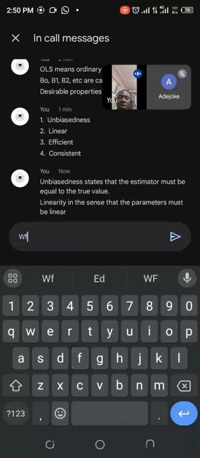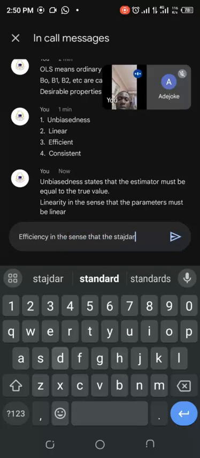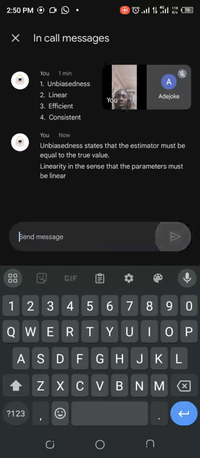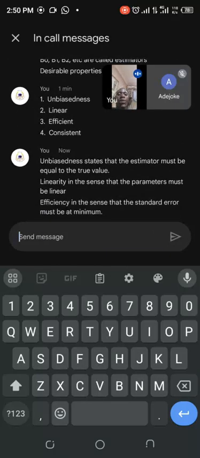Now for efficiency, ìtumọ̀ efficiency ni pé the efficiency in the sense that the standard error must be at minimum. Standard error must be at minimum. So kí ni ìtumọ̀ standard error?